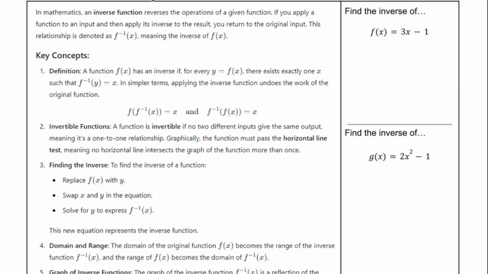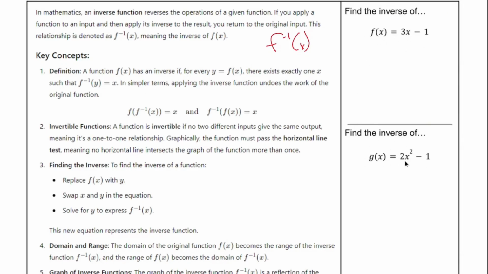Basically, and I'm not going to read this whole thing, if you are going to have an inverse, you write it out as f to the negative 1 of x. That means the inverse of x. Basically, what you're doing is you're flip-flopping your y's and your x's. Now, by definition, if you have an inverse, there exists exactly one x such that its inverse is going to equal x.